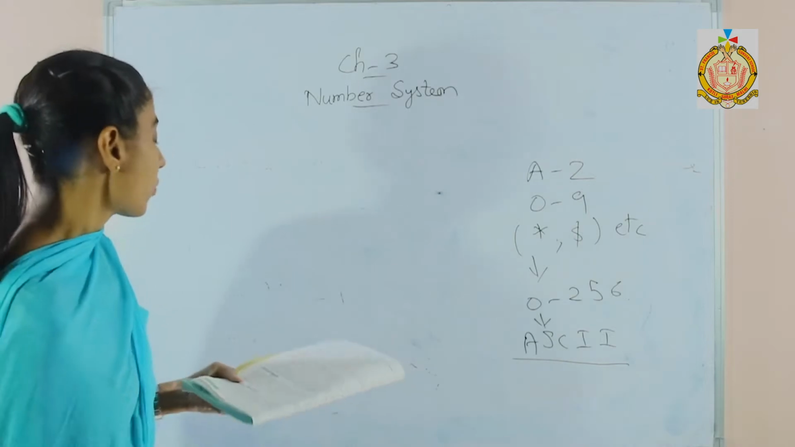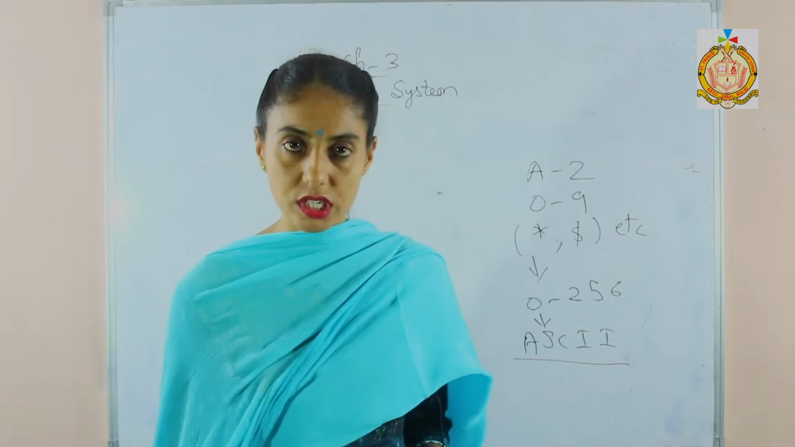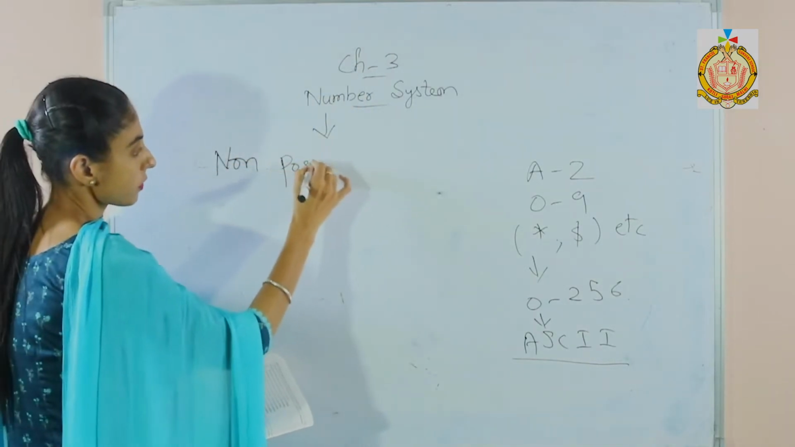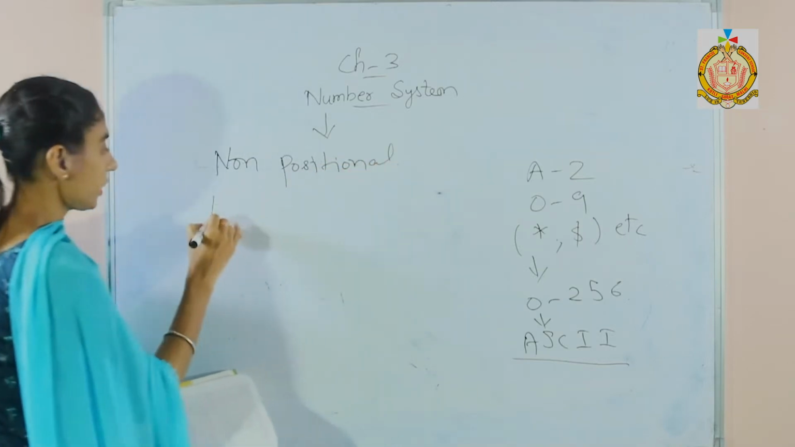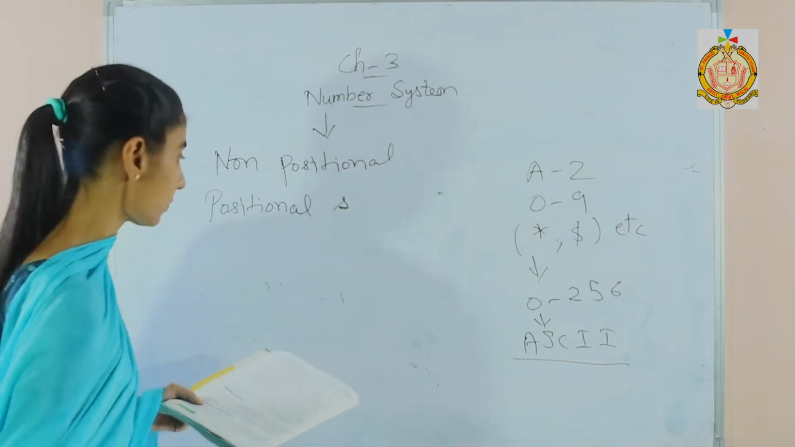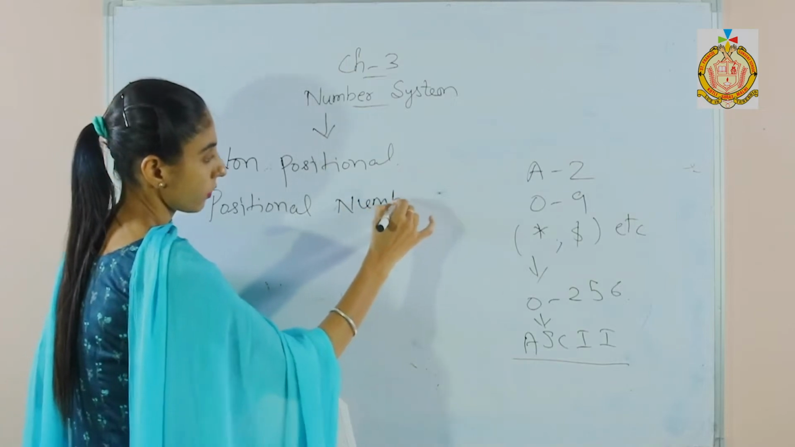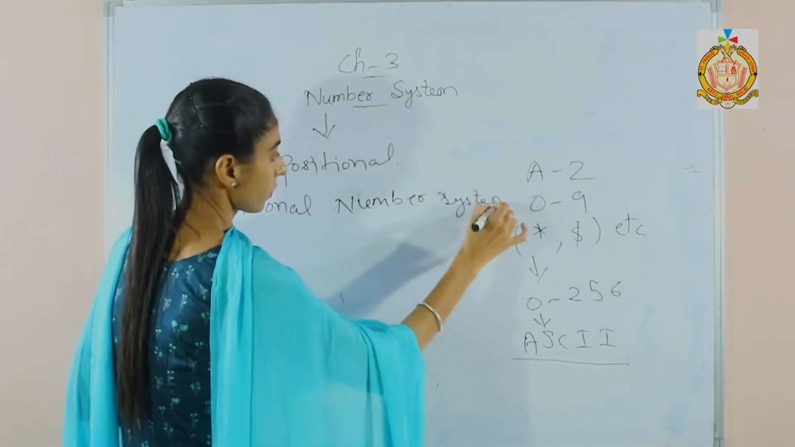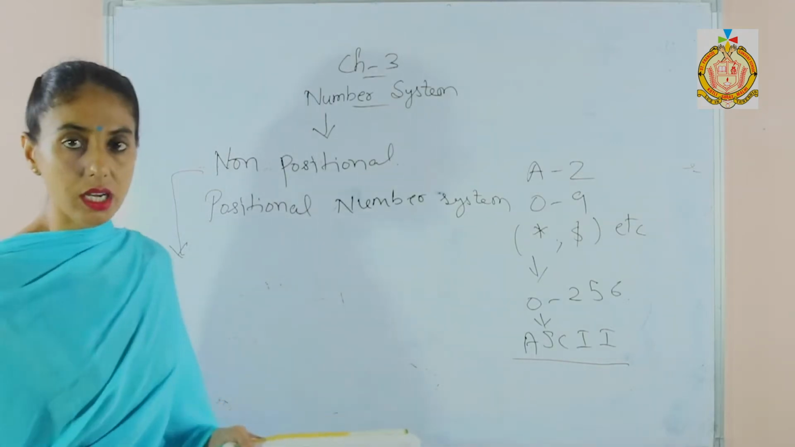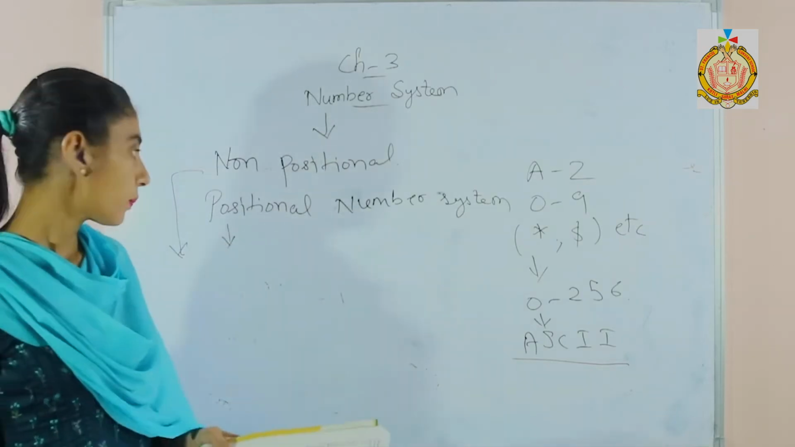So now what is number system? It is a way to represent numbers in a computer system. There are two types of number system, non-positional and positional number system. With the help of a non-positional number system, it is difficult to solve complex calculations. With a positional number system, we can calculate the complex values.